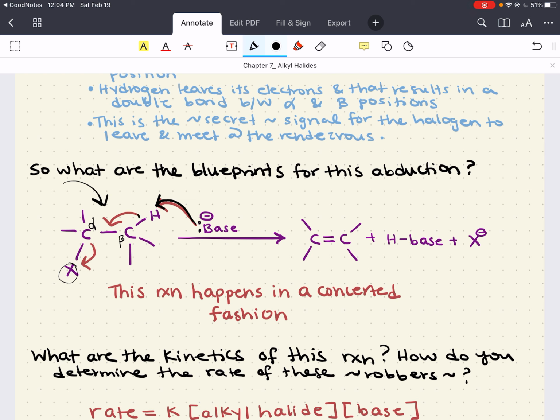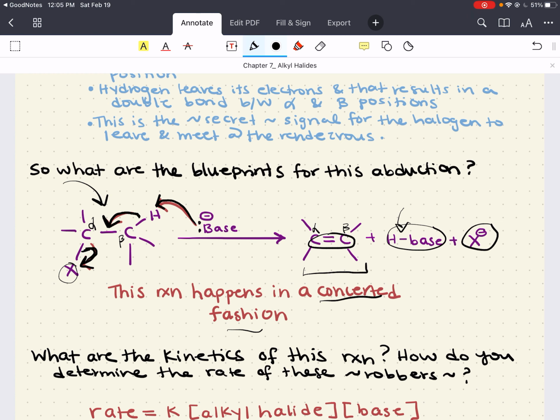The electrons of the hydrogen bond here get dumped between the alpha and the beta carbon. Look at that. We form a double bond in between the alpha and the beta carbon. When that double bond forms, the leaving group leaves. All right. And then the base that has been protonated and your leaving group, they leave. What we have now is a carbon-carbon double bond. And again, this happens in a concerted fashion.